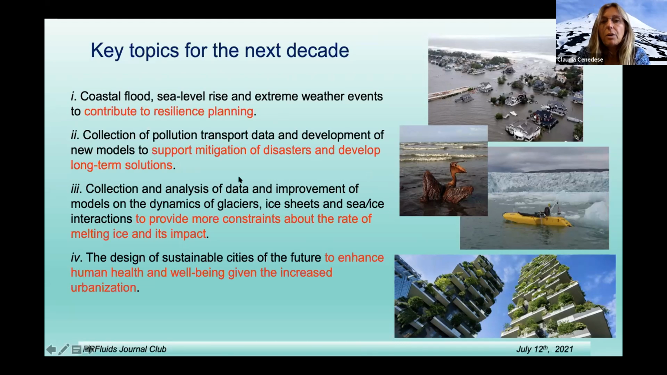Third is the collection and analysis of more data in order to, again, improve models and predictions of the dynamics of glacier, ice sheet, and sea ice interaction, which will help us provide more constraints about the rate of melting of ice sheets and glaciers and their impact on the environment. And finally, the design of sustainable cities in the future. Since there's been increased urbanization, we need to think about a better way to bring all this population together and enhance human health and well-being while increasing the concentration of people in cities. So that's it. And we're all happy to take questions.